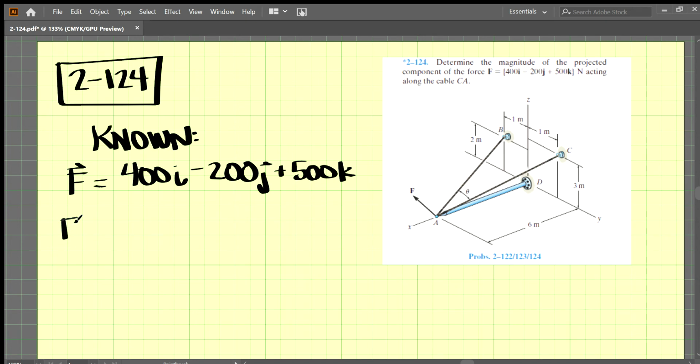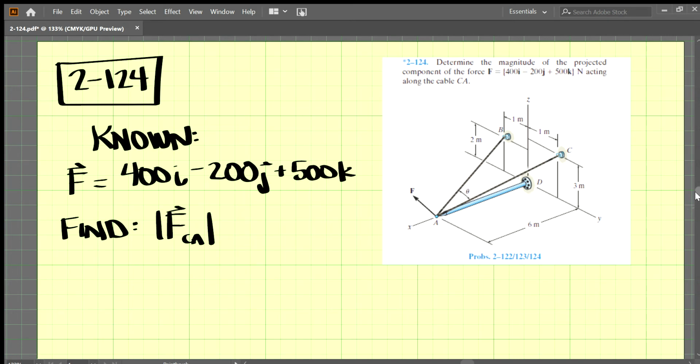All right, and what we're looking to find is the component of this force vector that's directed along cable CA here. So any component that's perpendicular to this cable CA will not influence the component directed along CA. So what we're trying to find is the magnitude of the force directed along CA.